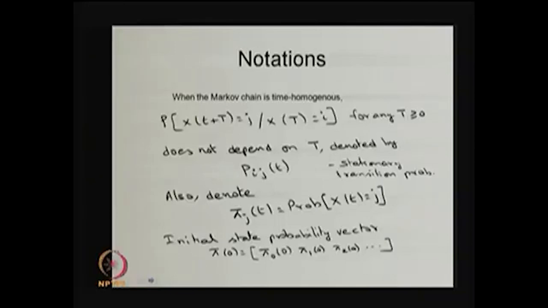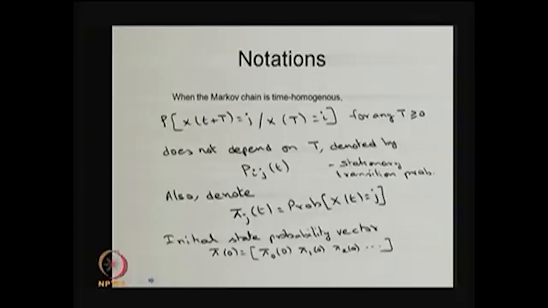Similarly, I am denoting the next notation, pi_j(t). The P_ij(t) is a conditional probability, whereas the pi_j(t) is an unconditional one. What is the probability that the system will be in the state j at time t?